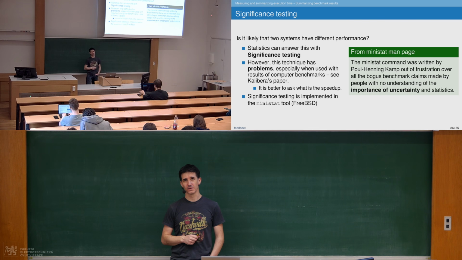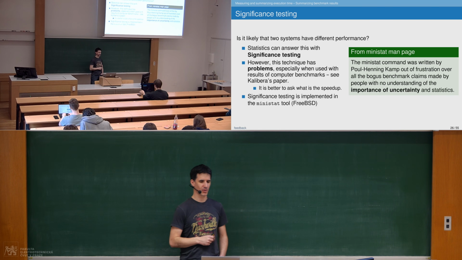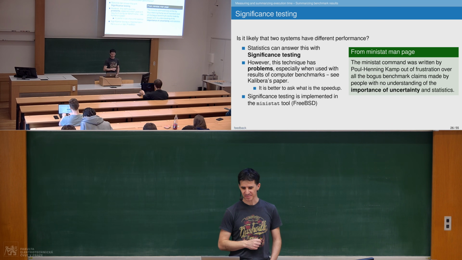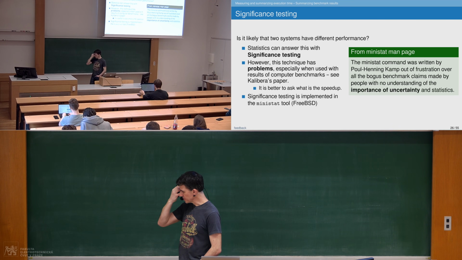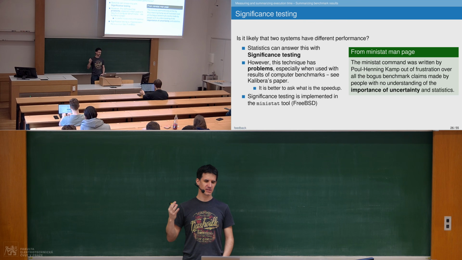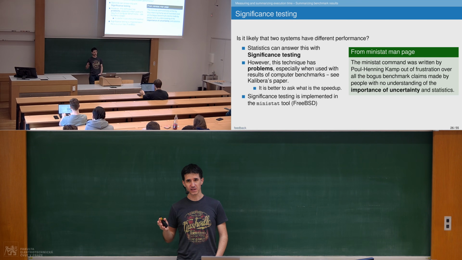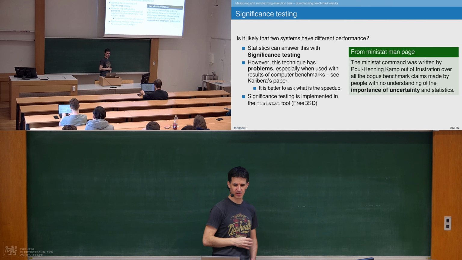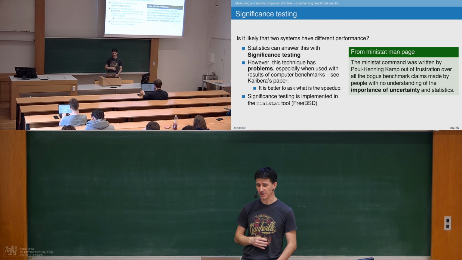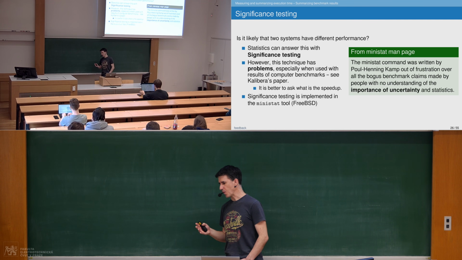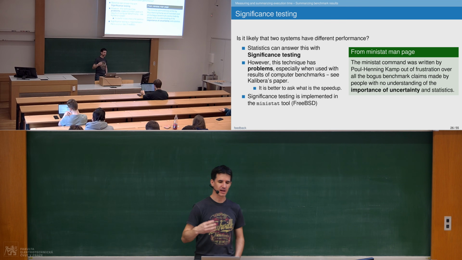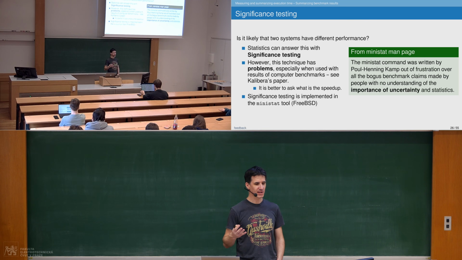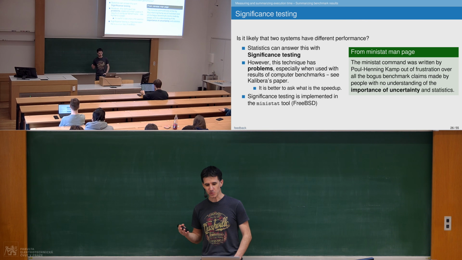The second technique, typically used in statistics, is called significance testing. As you will see, every statistics course talks about significance testing. This technique is not very well suited for assessing the performance of computer systems, but nevertheless people use it and sometimes it can be useful.